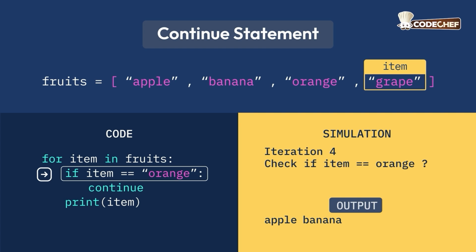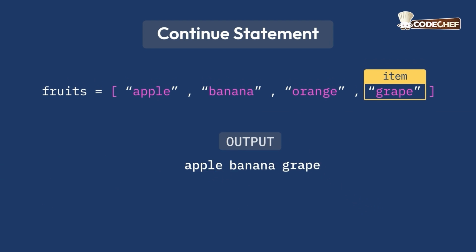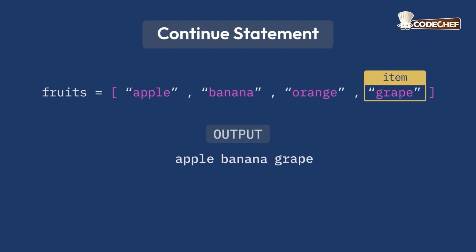Control moves to the if statement where we check whether the value of item is orange or not. Since grape is not equal to orange, the condition fails. Control skips the code inside the if condition and the print statement is executed. Finally, this is how our output looks like.